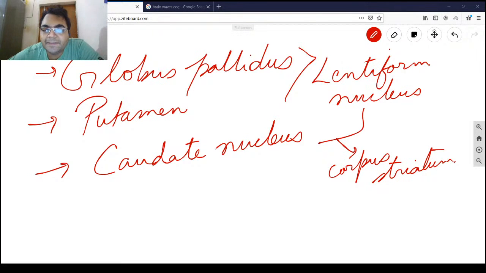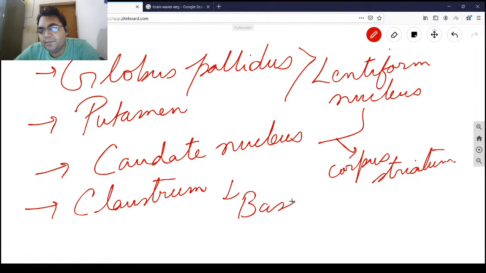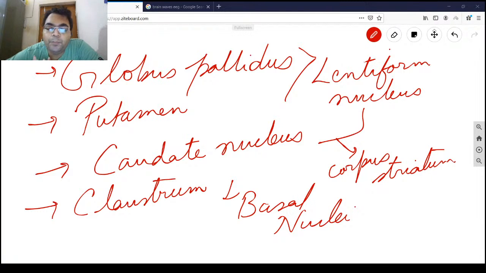And the last nucleus is known as the claustrum. So this entire thing forms the basal nuclei. Its function is very fundamental. The function is to receive input from the cerebral cortex and provide output to the motor parts of the cortex, so that all the functions can be attributed well, and to also control the thalamus region.